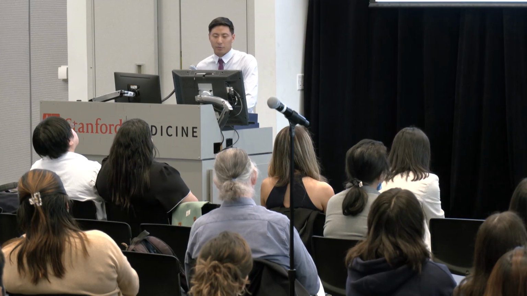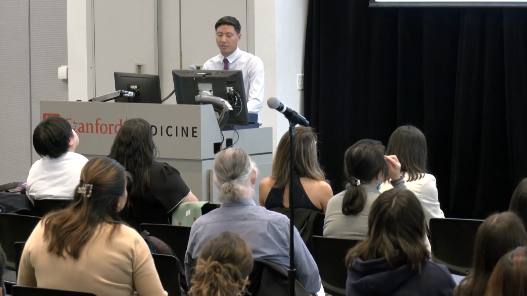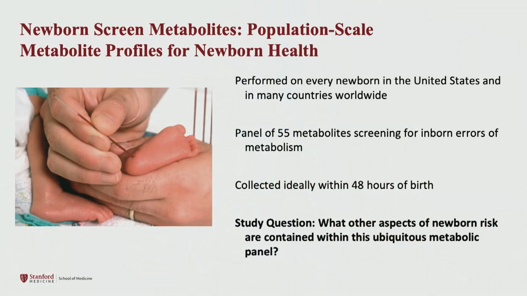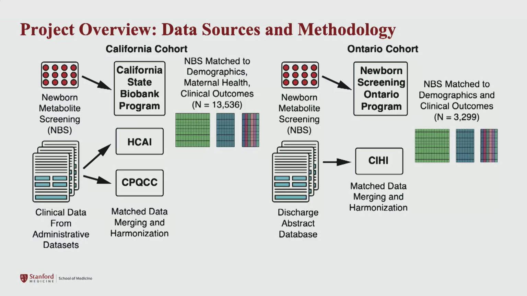So today I'll talk about how we've approached this on a large population level by using a ubiquitous 55 metabolite screening panel that is performed on every newborn in the United States and in many countries worldwide. Our study question was, what other aspects of newborn risk are contained within this ubiquitous metabolite panel? Here we've used extensive efforts that predate my arrival at Stanford with the CPQCC, the California State Biobank Program, to construct two cohorts, one in California and one in Ontario, through large screening programs and the ability to link the data from administrative data sets.